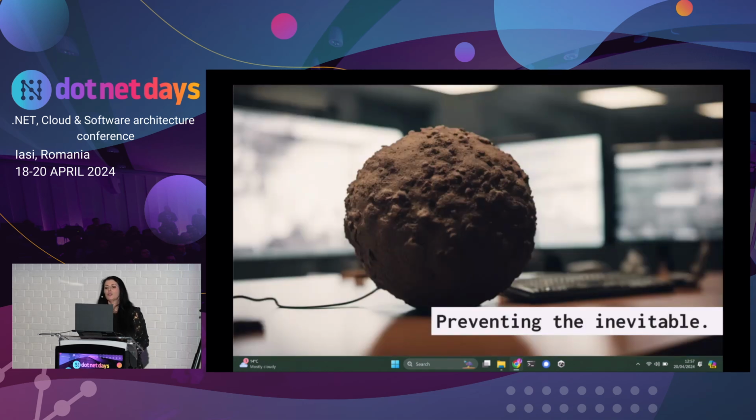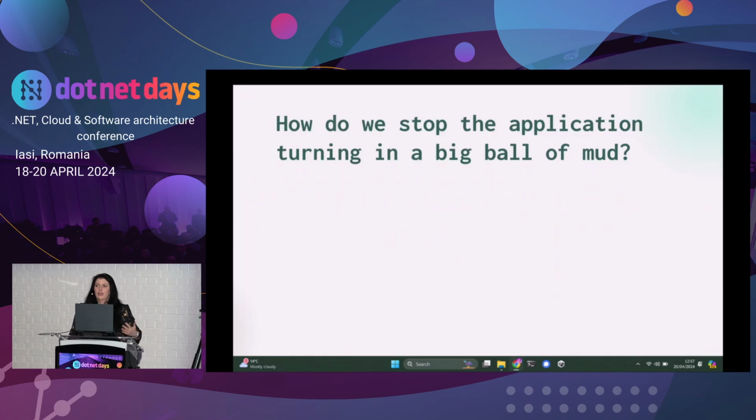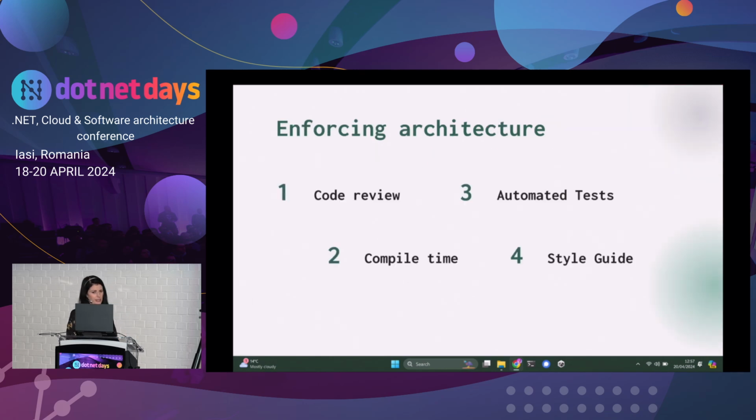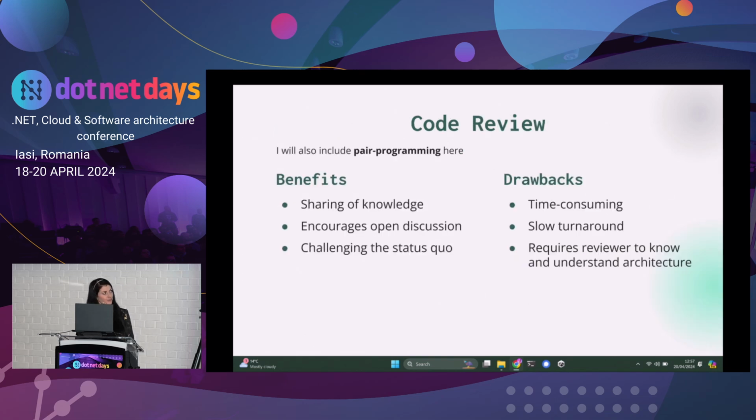Now, how do we prevent the inevitable of your application turning into this beautiful big ball of mud? That is the main issue with modular monoliths. How do you maintain their architecture? So there are several ways: code review, compile time, automated tests, and style guides. So let's go into these.